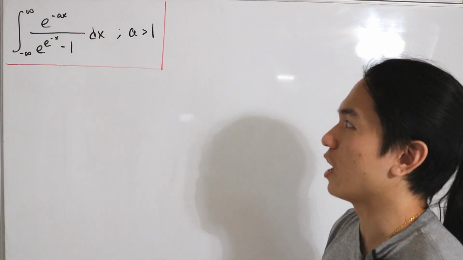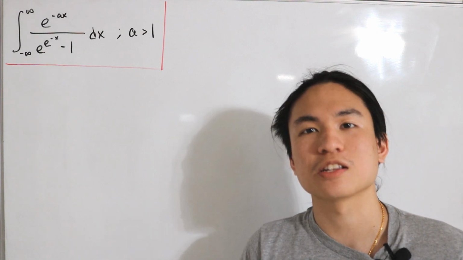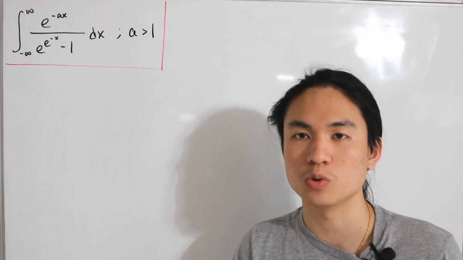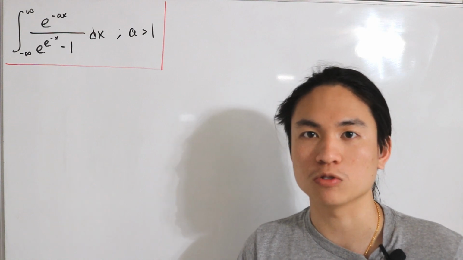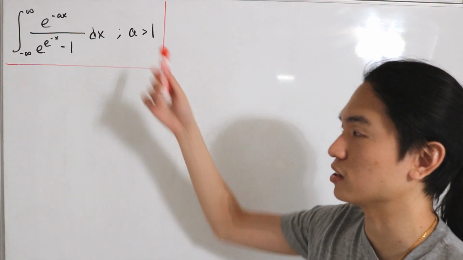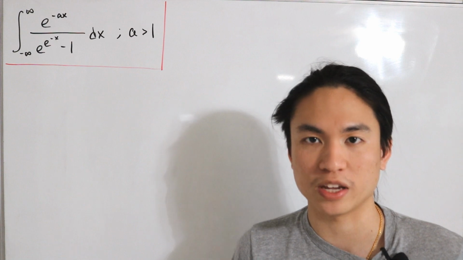So actually the value of this improper integral, well, it's not necessarily a value, but it's more of a representation of a product of two special functions. What those special functions are, you will see at the end of this video. And that's where the condition with a greater than 1 comes into play as we get to that.